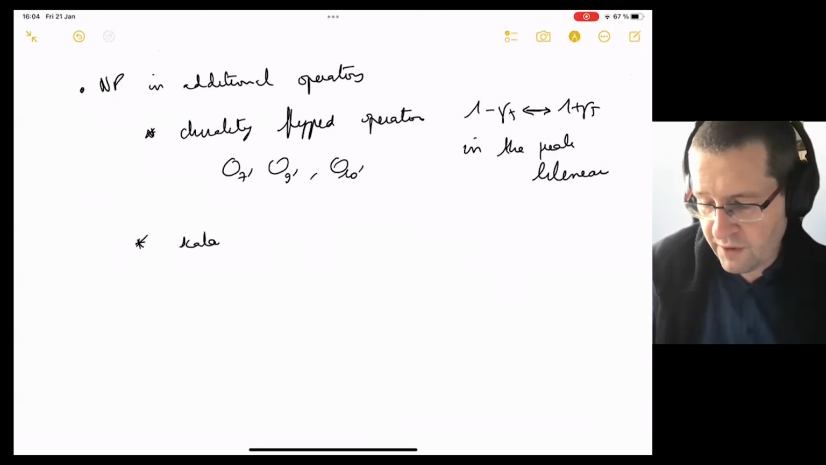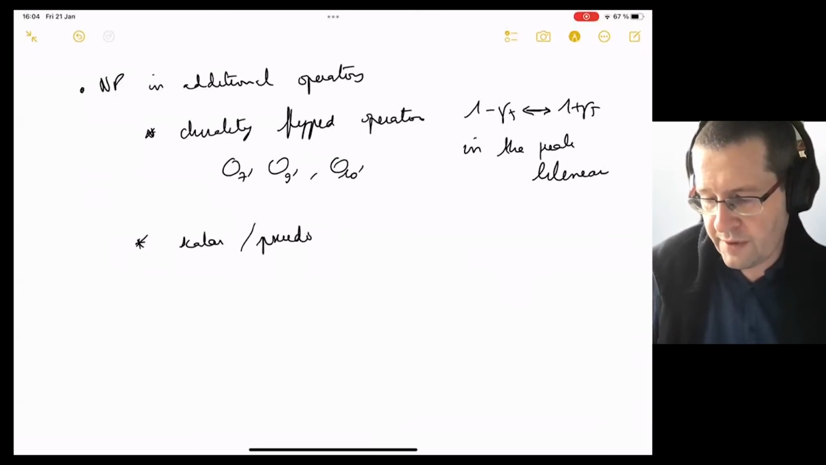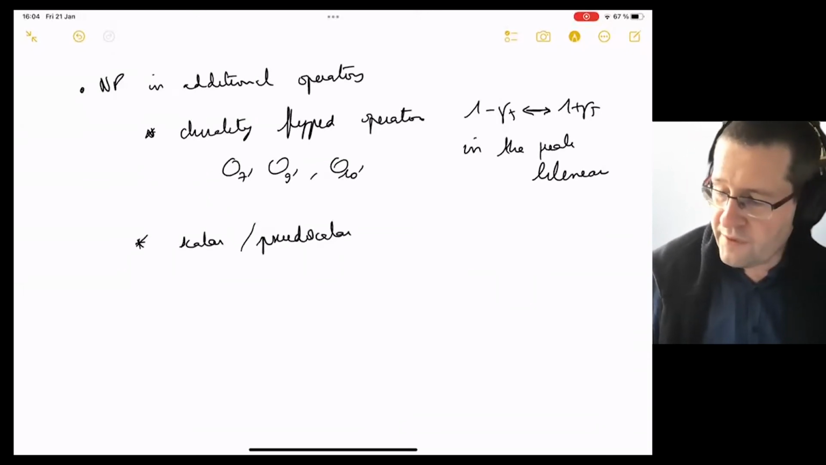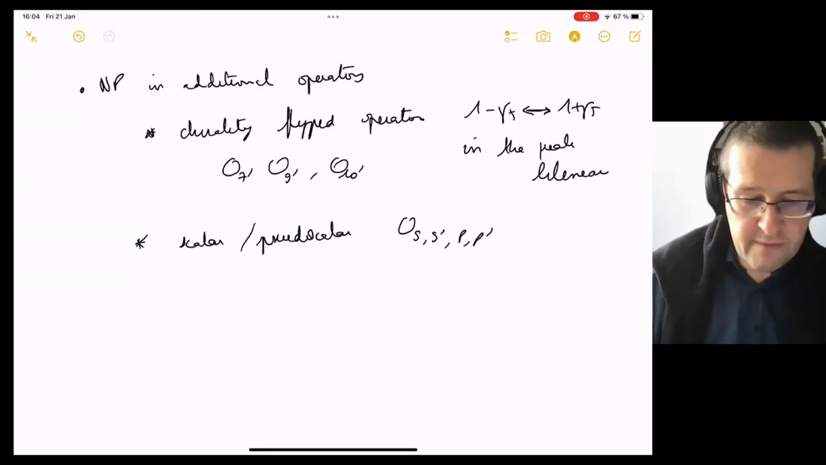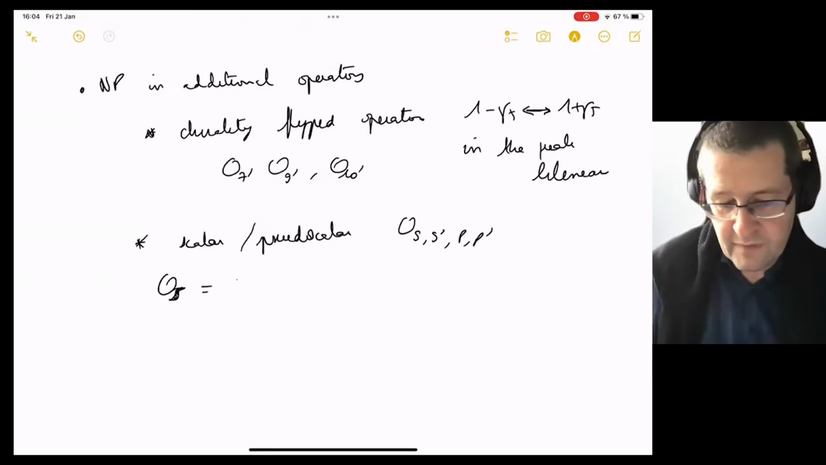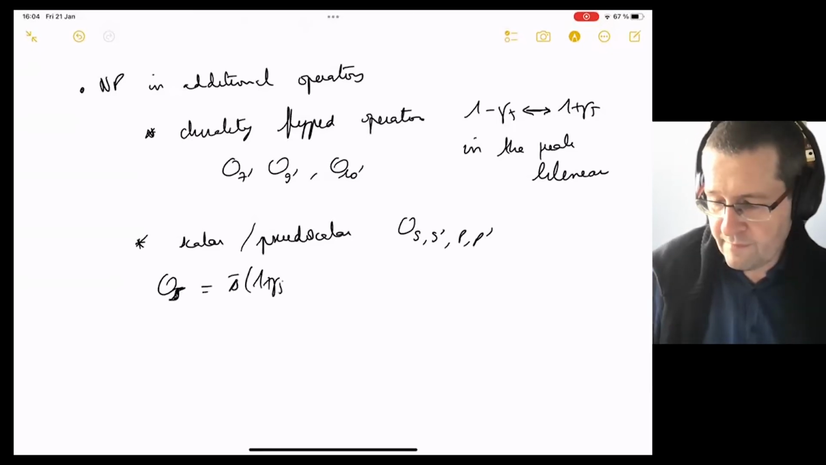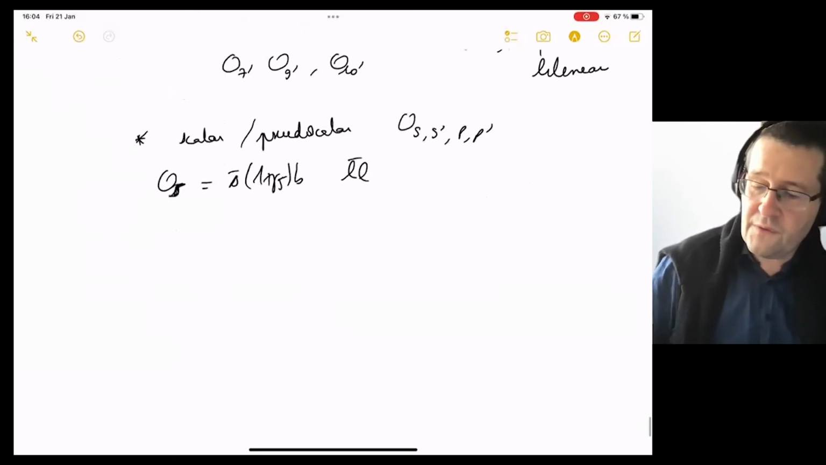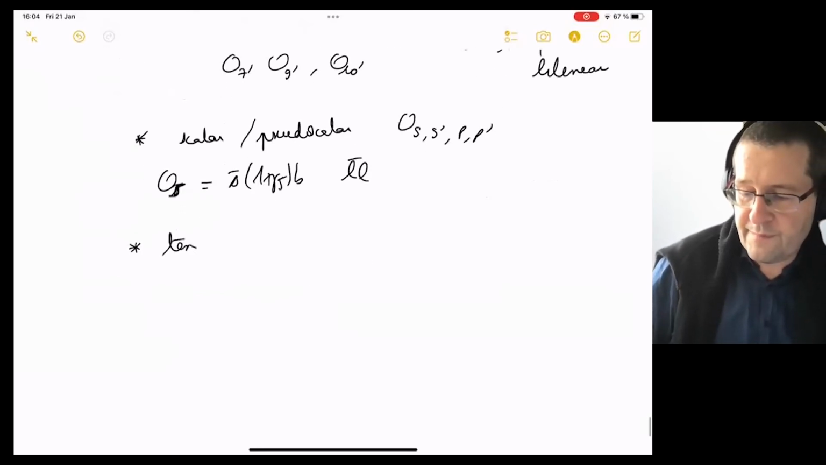And then once again, you've got scalar, pseudo-scalar operators. So it's S prime, P prime. So for instance, something that would be, and also tensor operators.